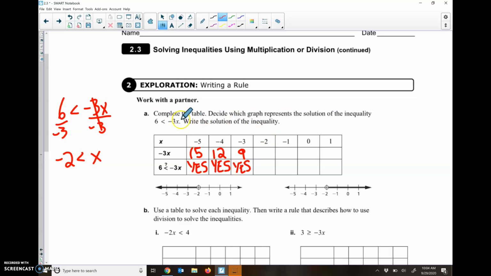Now we end up with -2. -3 times -2 is +6. 6 is not less than 6, it's equal to 6, so we're going to have to put a no there. -1, times -3 is a +3. 6 is not less than 3, so we end up with a no there. 0, -3 times 0 is 0. 6 is not less than 0, so another no. And -3 times 1 is -3, and so we end up with another no because 6 is not less than -3.